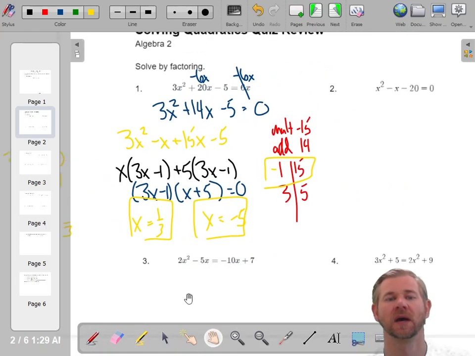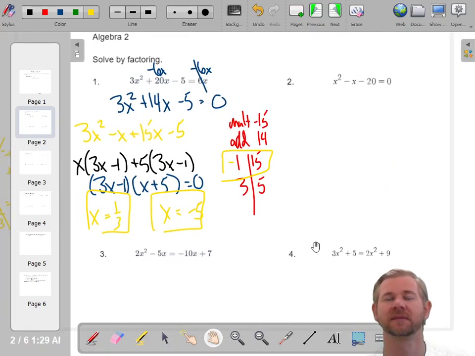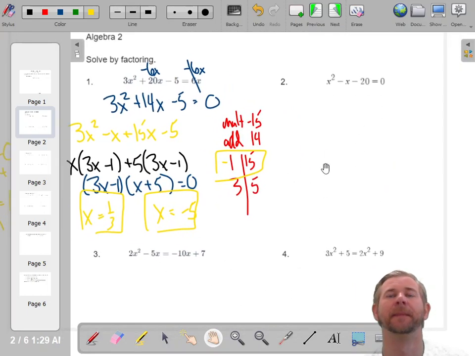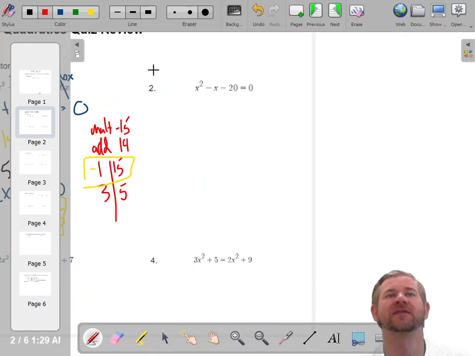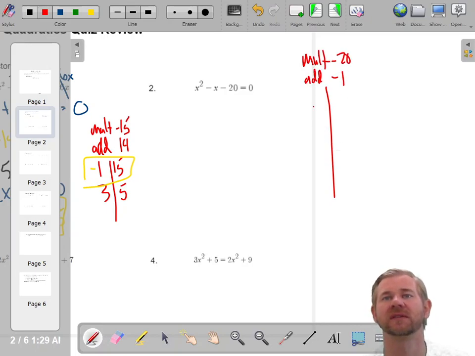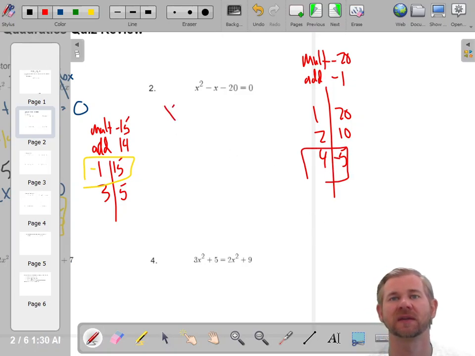Okay. I'm going to go through the other ones, same deal. That's pretty much all we're going to do now. So we got 1 and negative 20. This is 1 and that's negative 20, so this one will be easy. We need to find numbers that multiply to negative 20 and add to negative 1. So 1 and 20, 2 and 10, 4 and 5. Put the minus sign right there, and you're good. Those add to negative 1, and they multiply to negative 20.